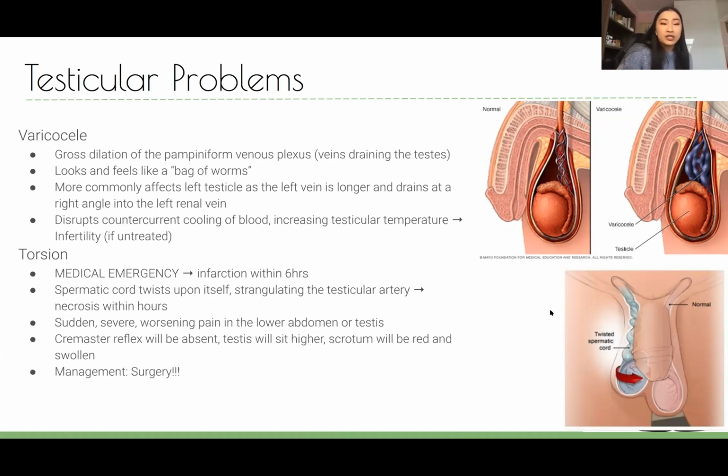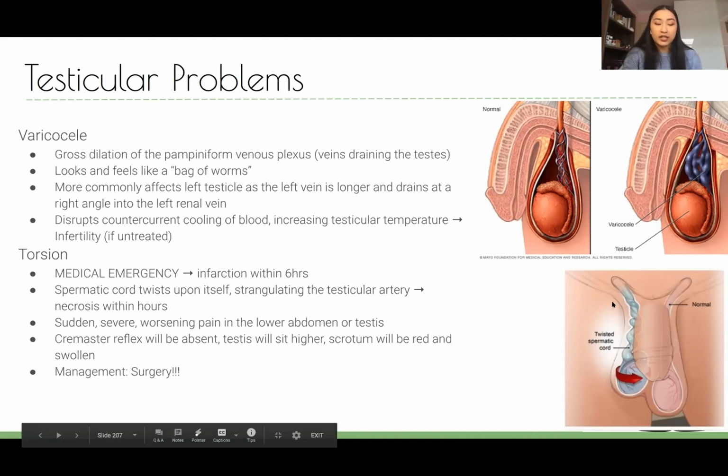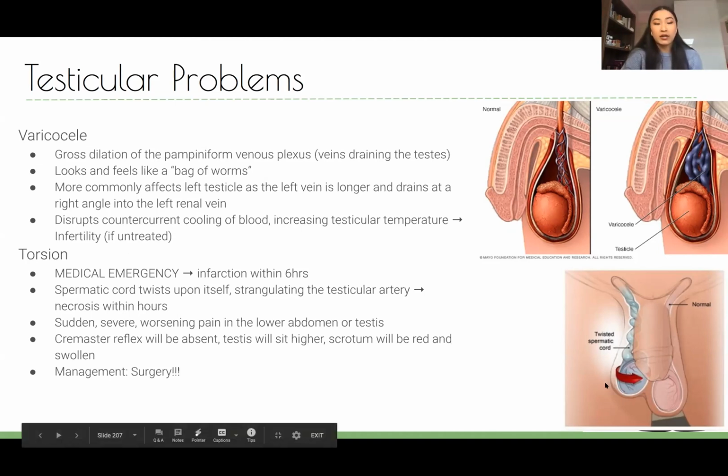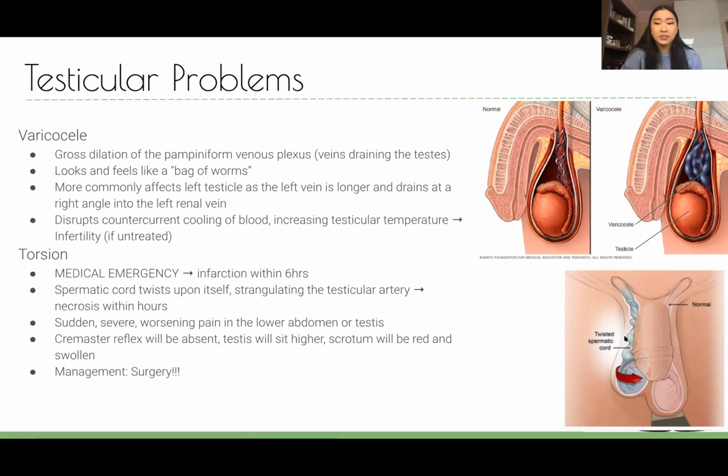The other testicular problem to really know about is torsion, and this one's really important, and it's a medical emergency because infarction can happen within 6 hours, and if that happens, the testis can't be saved. So what happens is the spermatic cord twists on itself, and that strangulates the testicular artery, and within hours that will cause necrosis. The presentation is sudden, severe, worsening pain in the lower abdomen or testis.